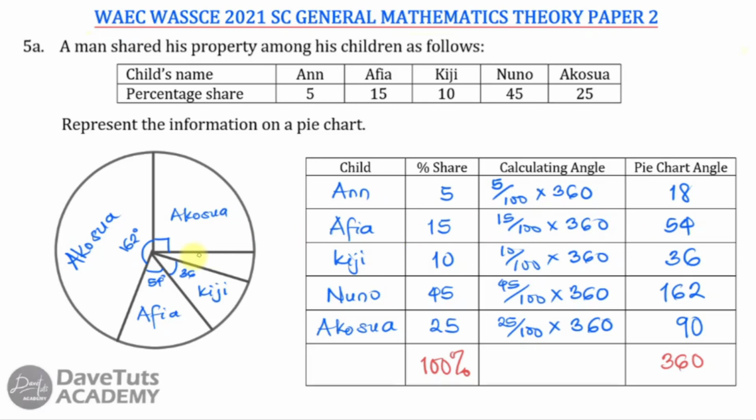And then 18 will be for Ann. So here, this is 18 degrees. And it is for Ann. And with that, we've been able to just look at this and put in the information as we are requested. This is 90 degrees. And we have answered this question holistically as expected of us. All right.